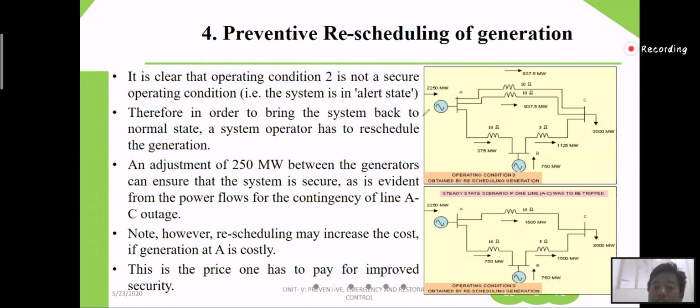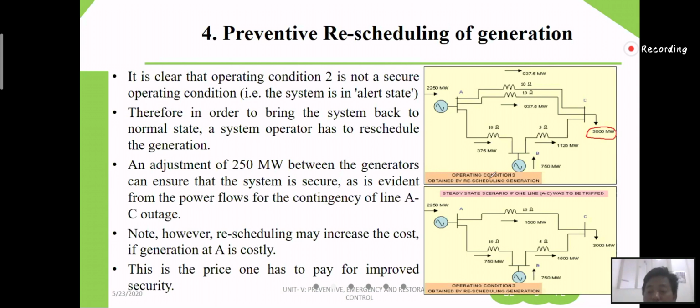So preventive control means rescheduling of the generation. How will we do rescheduling of the generation? By readjusting the real and reactive power. In this scenario, let's adjust, because we cannot change this. We cannot say that we will not be able to supply your demand of 3000 megawatt. What we can do is adjust between these generators. That is why real and reactive power scheduling can be carried out.